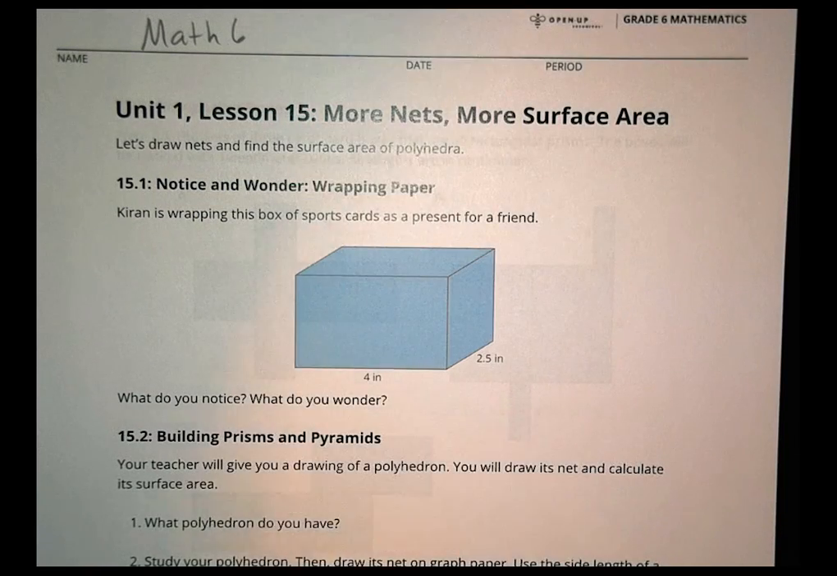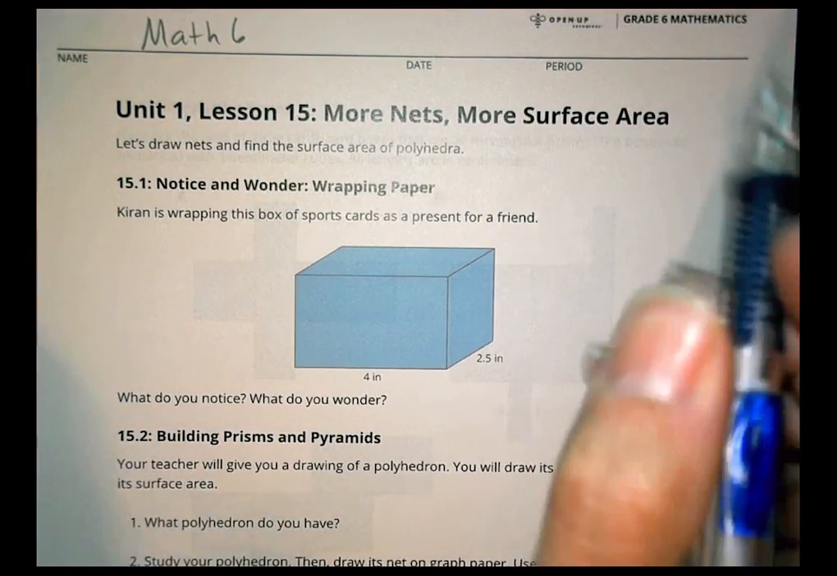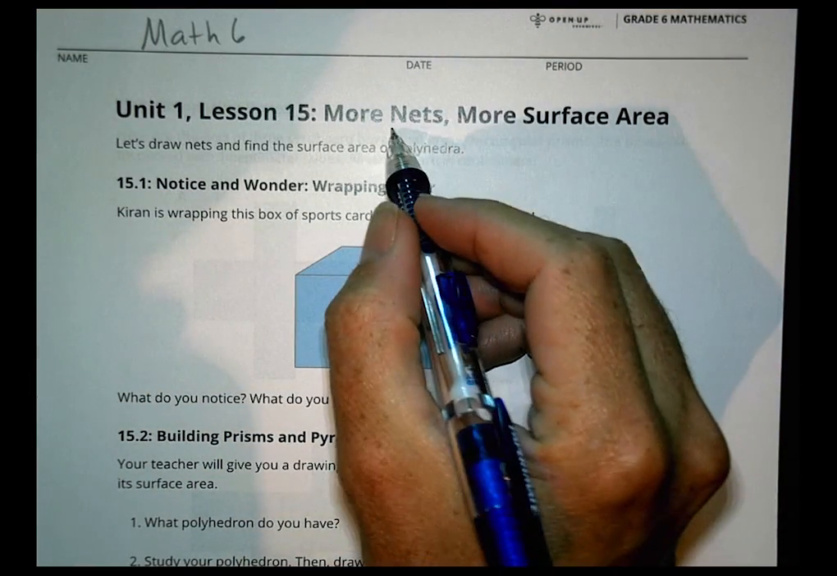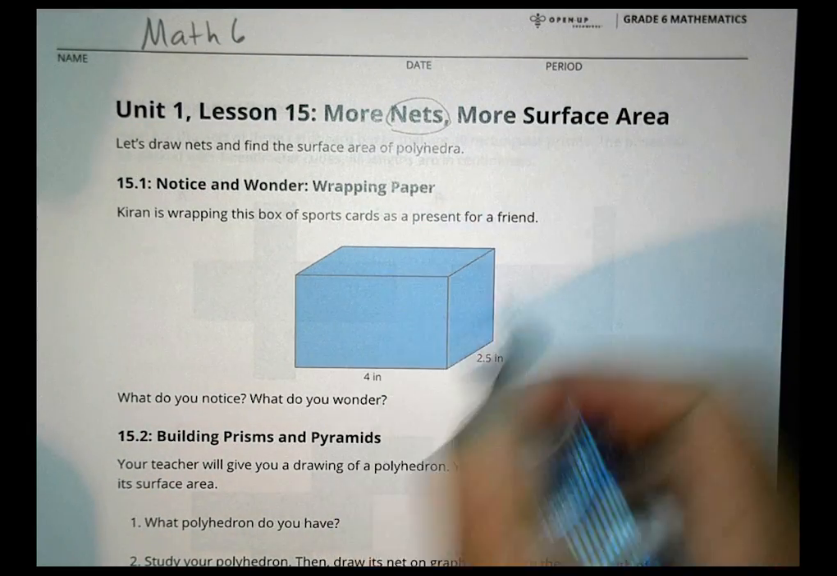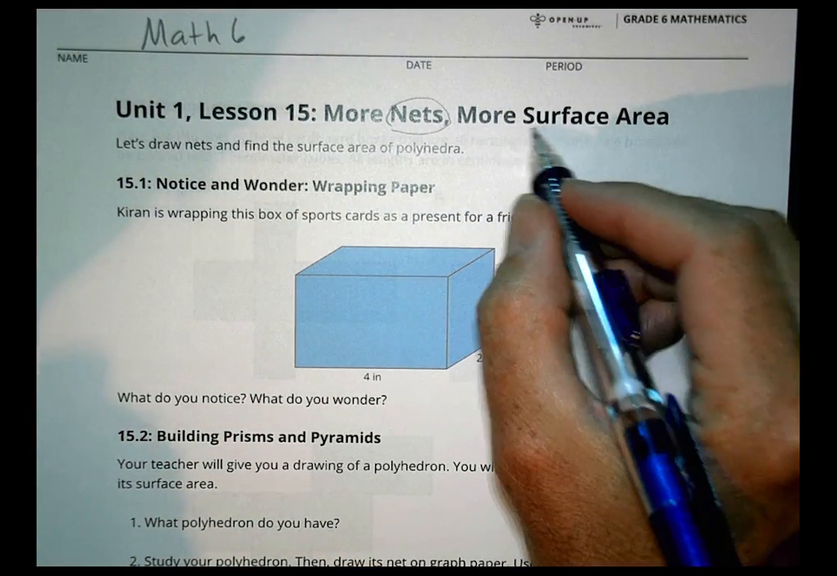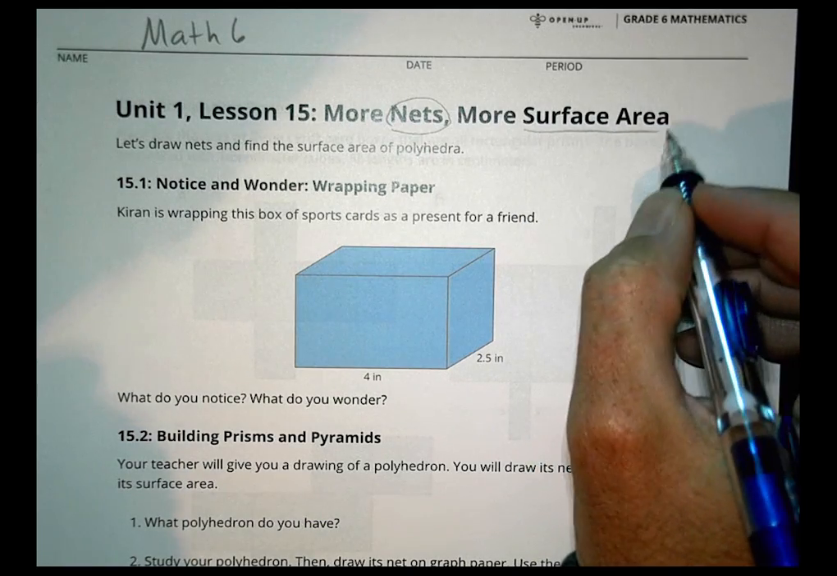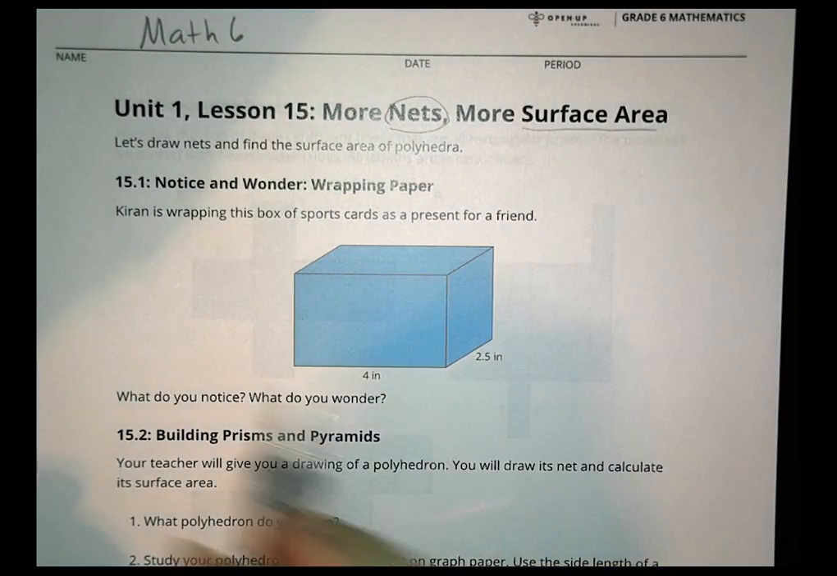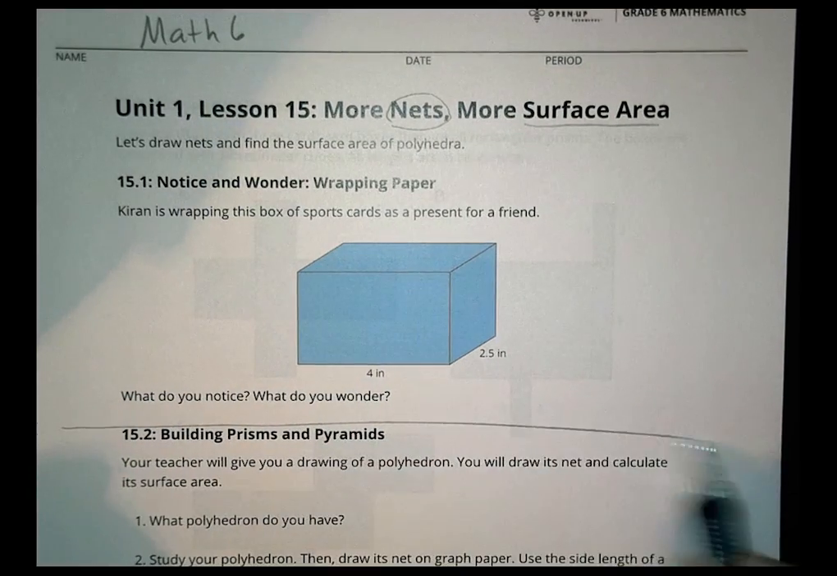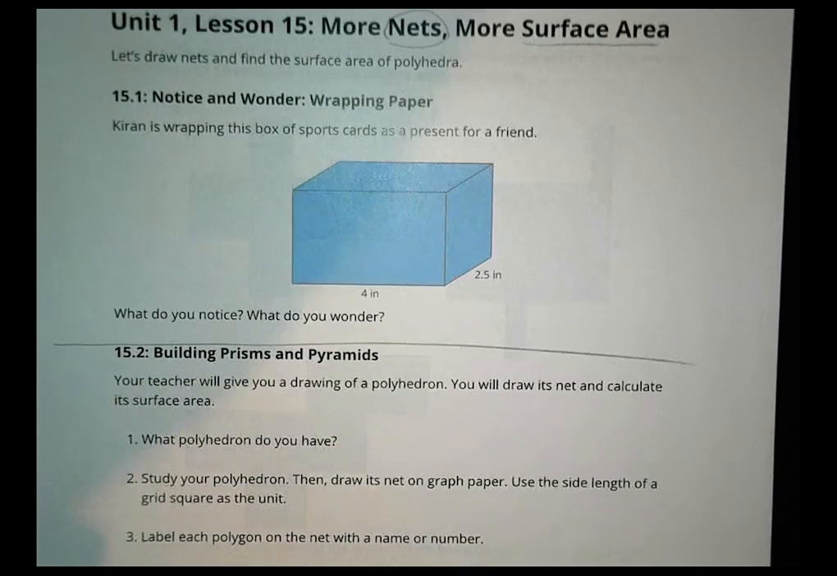Hey, this is Math 6, Unit 1, Lesson 15, called More Nets, More Surface Area. So we're going to continue our discussion today about nets. That's talking about things that wrap around three-dimensional shapes, and talking about surface area. That is the area that covers those three-dimensional shapes. So first of all, we start here with this little cube here, rectangular prism.